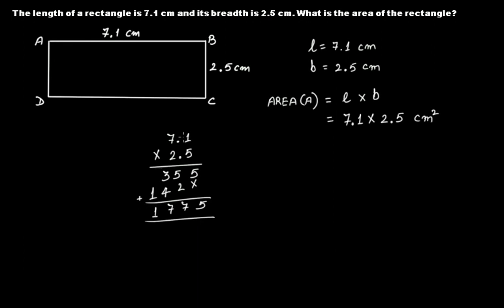Okay. Now look at this decimal point. How many digits do we have to the right of this decimal point? We have 1 digit. How many digits do we have to the right of this decimal point? We have 1 digit. Therefore we have total 2 digits after the decimal point from both these decimal numbers. So start from here, 1, 2. So place the decimal before this second digit from the right. So this is 17.75. So the answer for this one is 17.75 centimeter square.